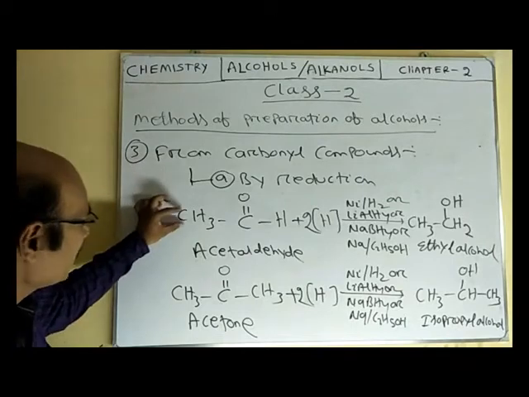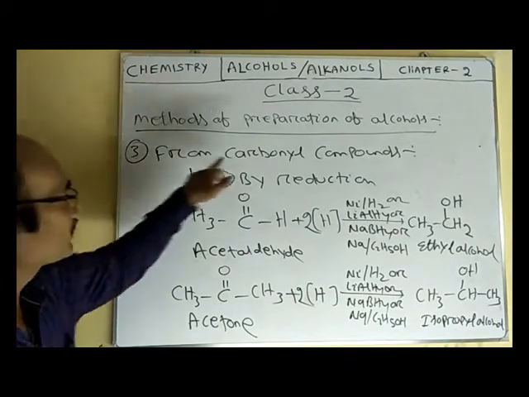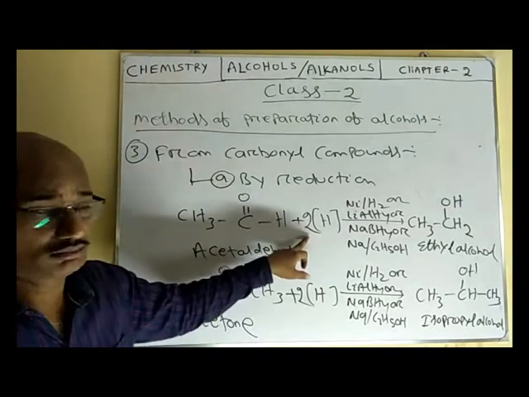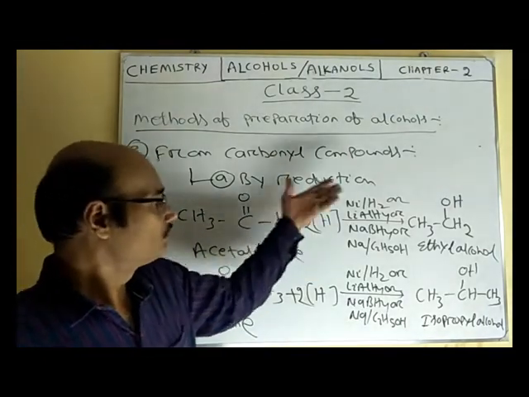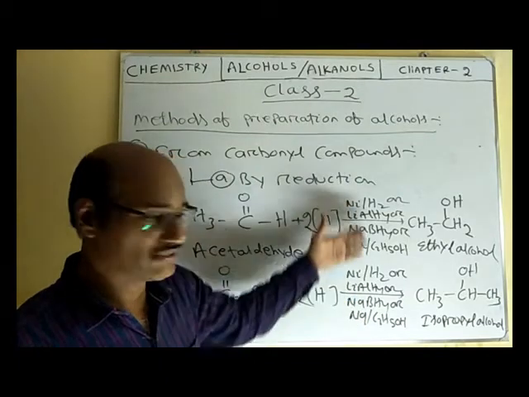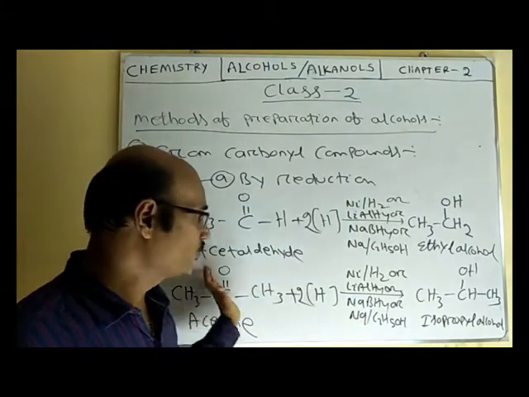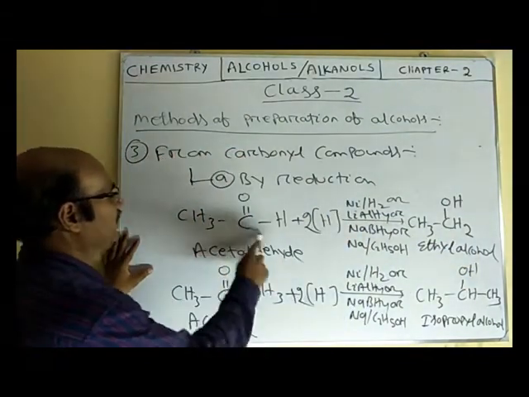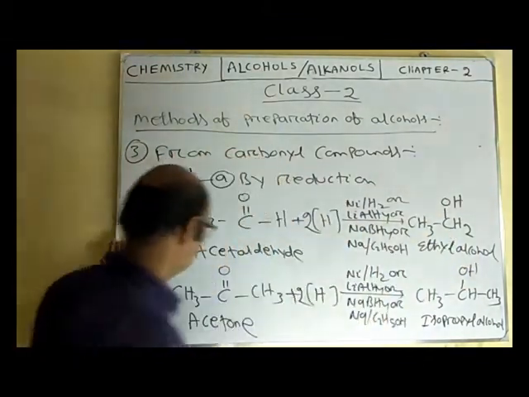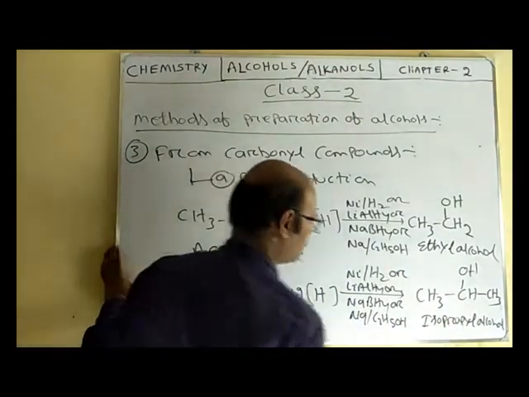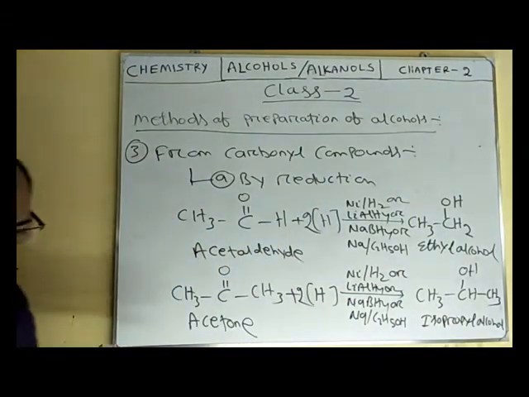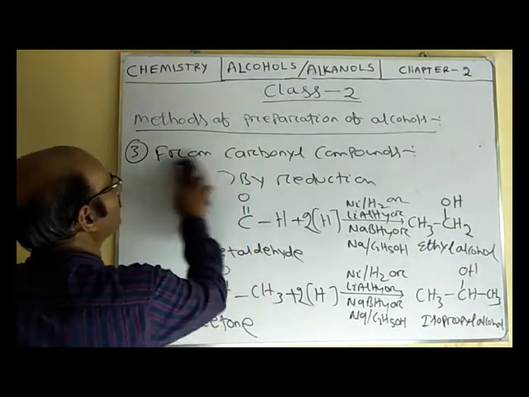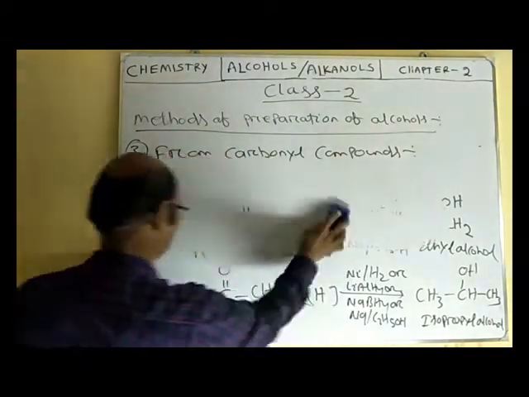You know, aldehydes and ketones are known as carbonyl compounds. So these carbonyl compounds on reduction with these common reducing agents are converted to what? Corresponding alcohols. Here from the aldehyde I got ethyl alcohol, and from the ketone I got isopropyl alcohol.